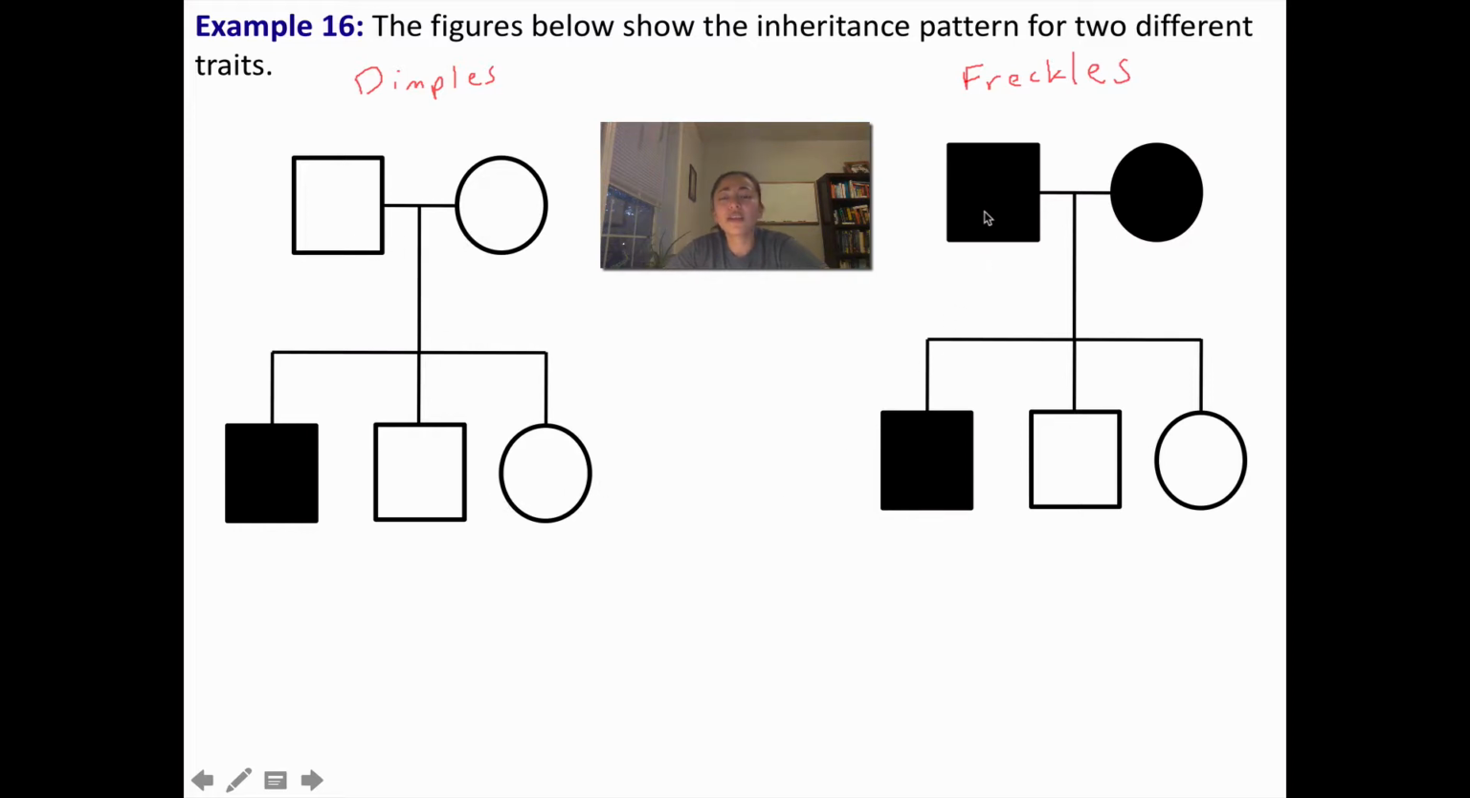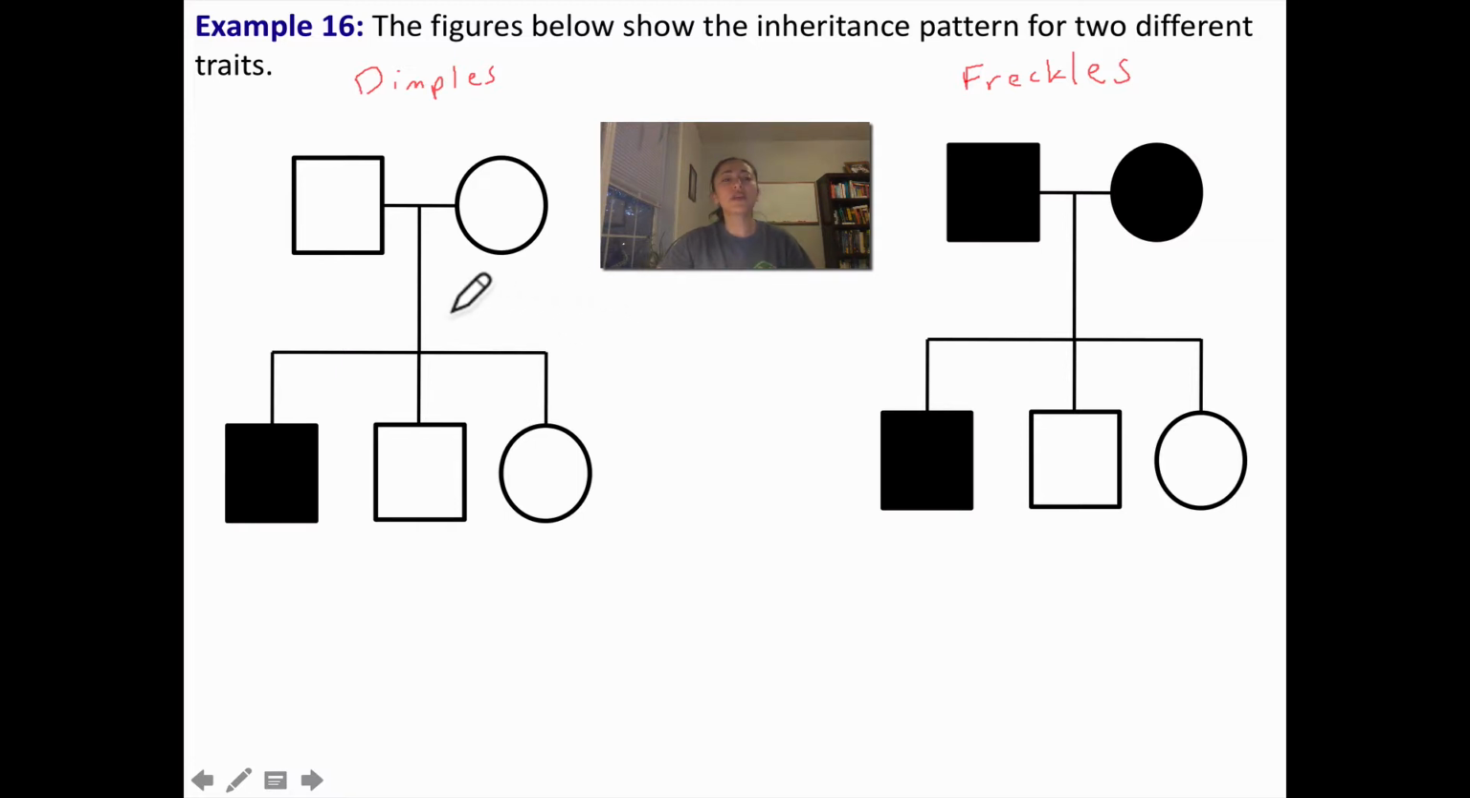Over on the right side, we know that these parents have freckles because they're shaded in. Their son has freckles, but then their other son and daughter do not have freckles because they're not shaded in. So here we're lucky because we have enough information in both of these pedigrees to know whether the trait is due to a dominant or recessive allele. And that is because we have the pattern that we need to have here. In both cases, the parents look alike and they have at least one child that's different than them.